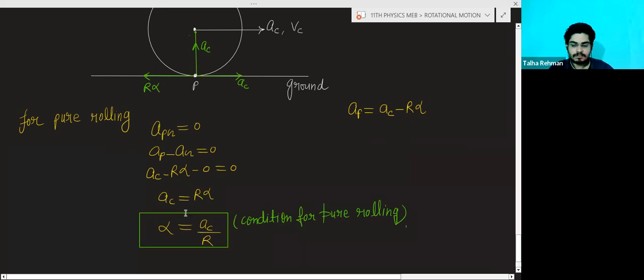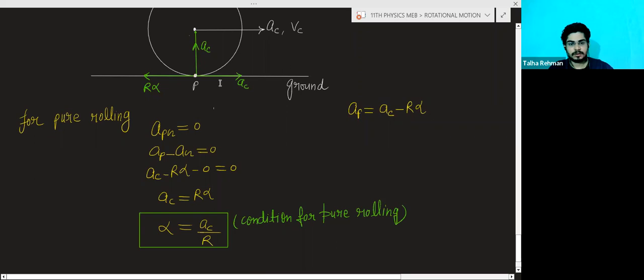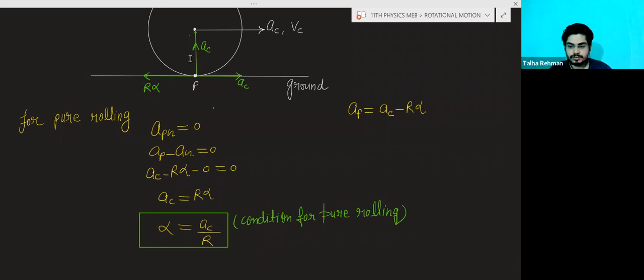Now can you tell me, Hiva, at this point, during the pure rolling, what is the acceleration at this point? 0? No. I know that you will say 0. Now you can see tangential acceleration is 0, na? AC minus R alpha is 0, means this acceleration is 0, but there is one more acceleration here, centripetal acceleration. So during pure rolling, always remember the acceleration of point of contact is not 0. It is equal to the centripetal acceleration.